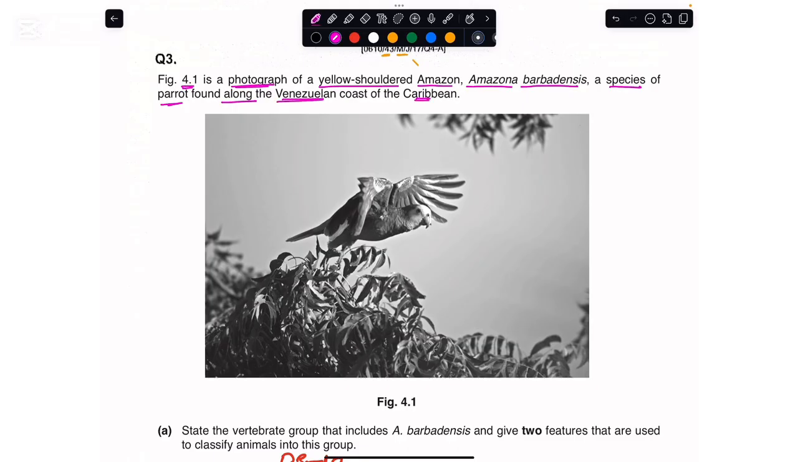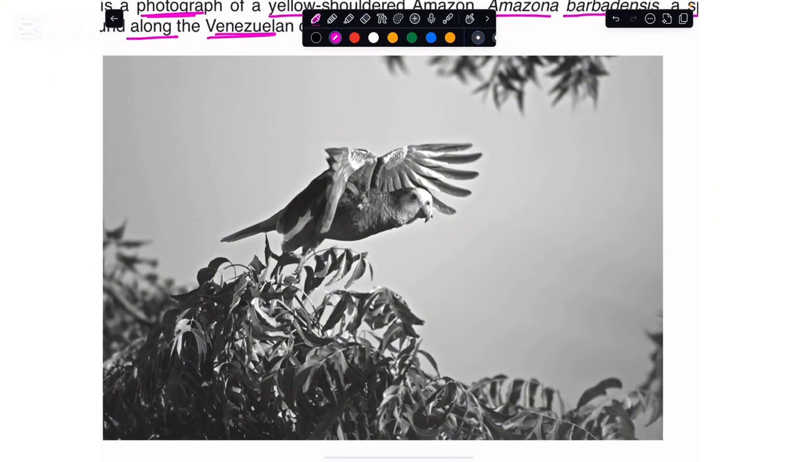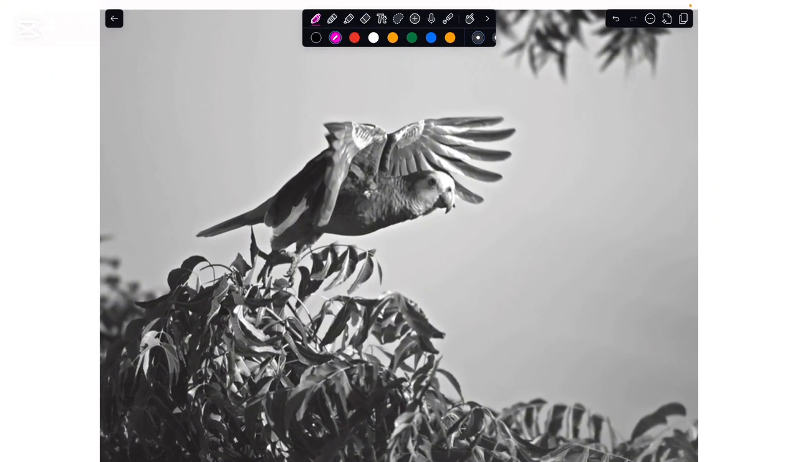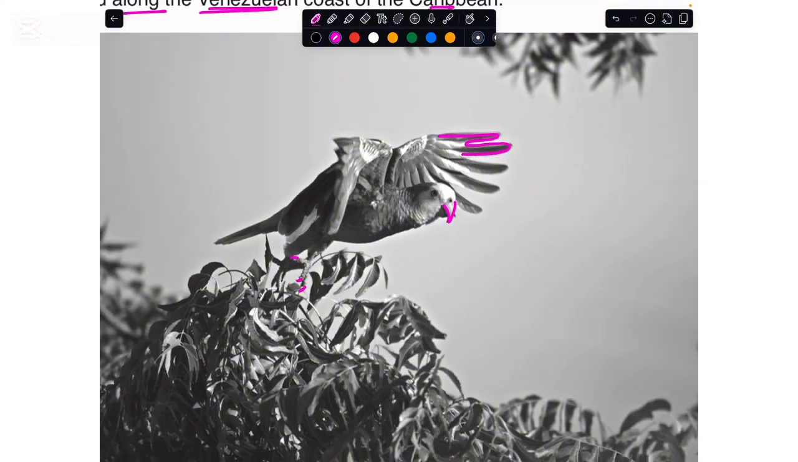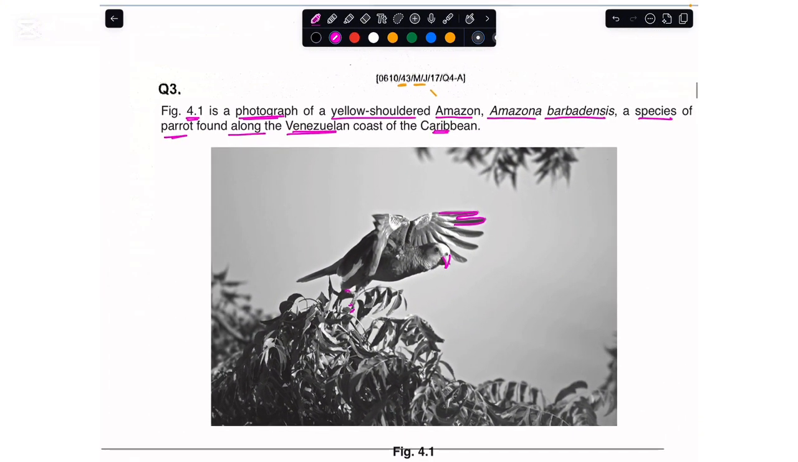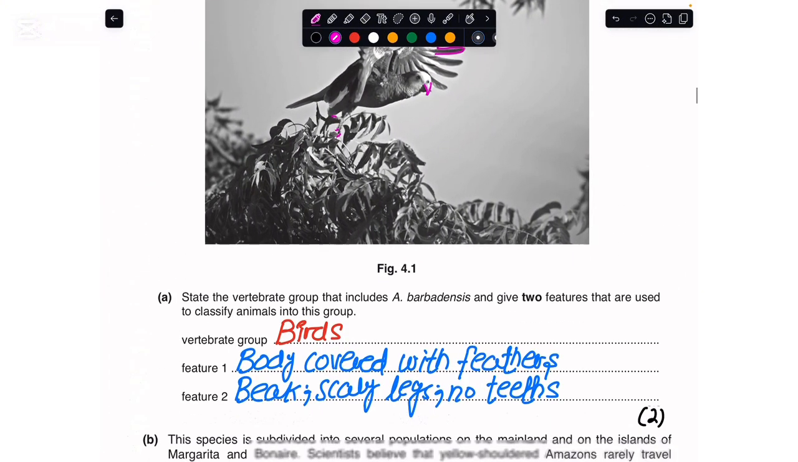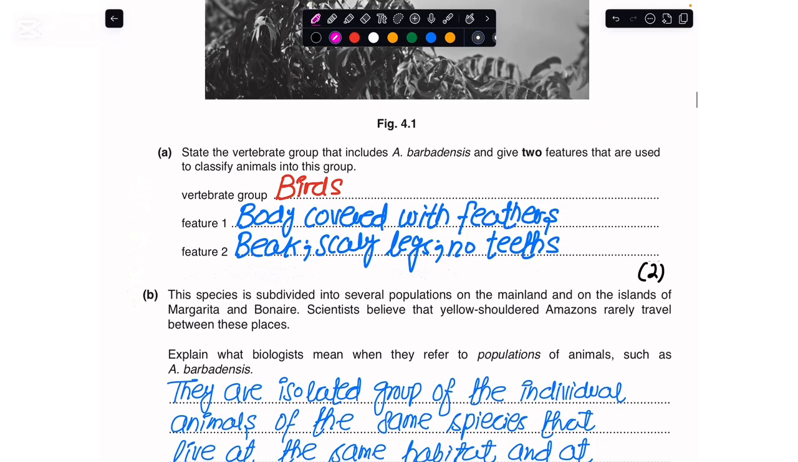That is Venezuelan. Now, if you look at this parrot, we clearly see its beak, then we see the feathers, and then it has claws. These are the characteristic features of birds. Here, for 2 marks, they ask you to state the vertebrate group that includes this parrot, and to give two features that are used to classify these animals into the group.